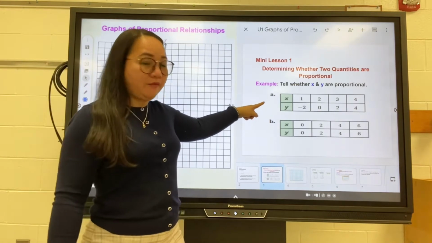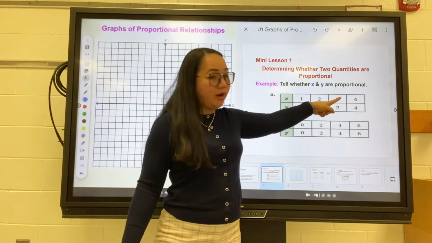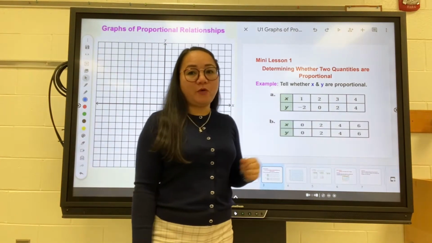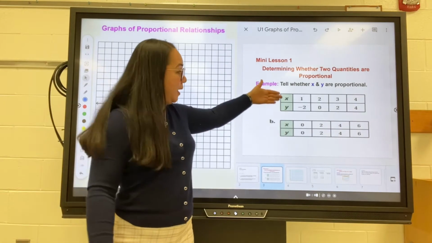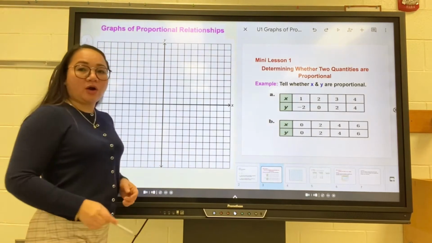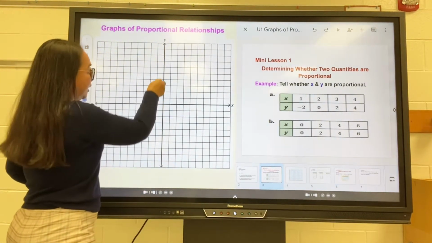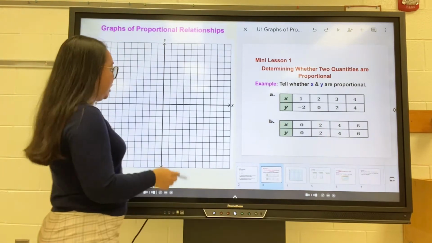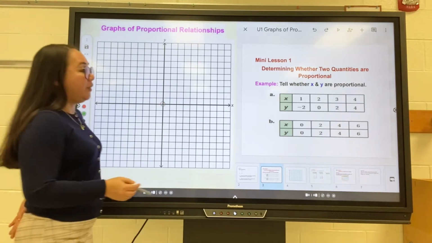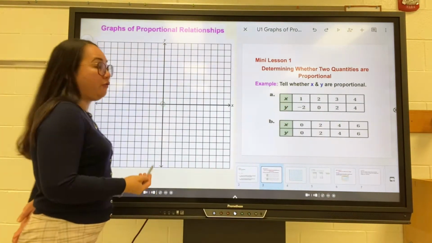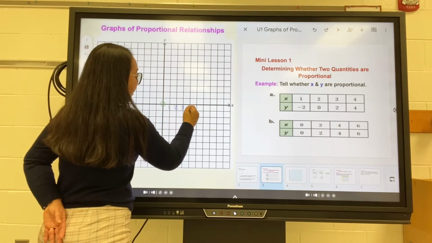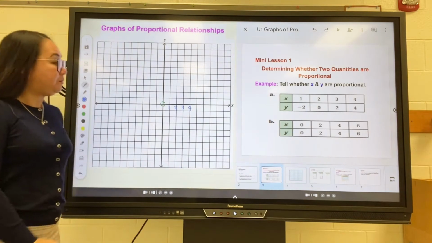So for letter A, we have here the x values, 1, 2, 3, and 4. And then the y values, we have -2, 0, 2, and 4. So what we're gonna do is to plot these points on the graph. Horizontal axis are the x values, and the vertical axis are the y values. So here in the middle, the origin, which is 0, 0. And then we will plug in all the values of x. We start from 1, 2, 3, 4, since there are 4 only.